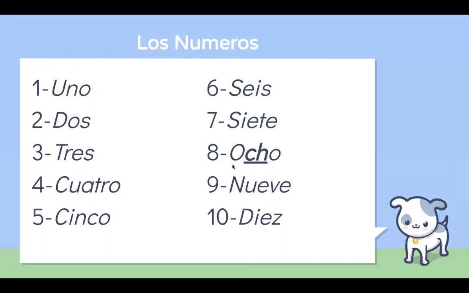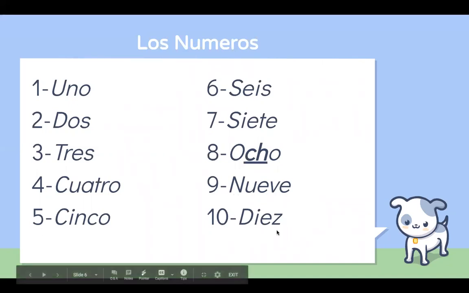Number 8, ocho. I underlined this CH part because the CH makes a ch sound. It's kind of like when you say the word cheese, right? It also makes that sound. So 8 again in Spanish is ocho, ocho. 9, nueve. And 10, diez.